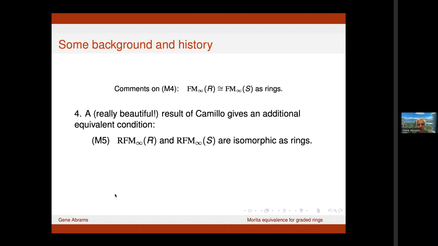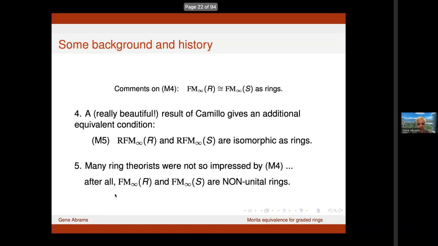Comment four is this. Camillo in the early 80s gave this really nice proof that you can actually add a condition five to the original Morita theorem, that the FM infinities are isomorphic as rings. So even though Stevenson proved one direction, that if you have a Morita equivalence you get an isomorphism between the RFMs, Camillo was actually able to show the converse as well.